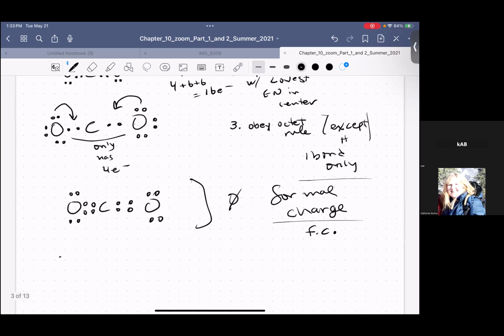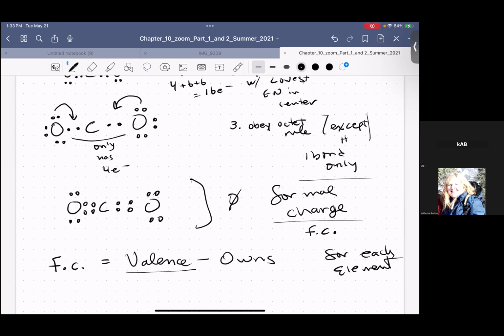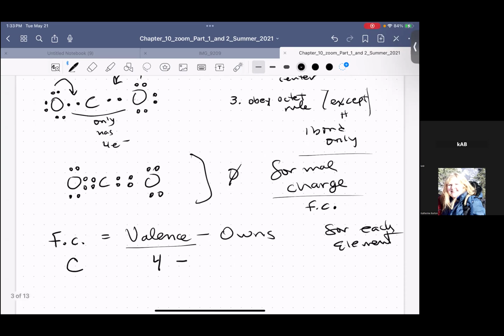Our formal charge, by definition, is equal to valence minus owns. You're simply going to do this for each element. The valence is the number of electrons it brings in. So if we start with carbon, it brings in 4 electrons, minus what it owns. So we need to define what it owns. It owns half the electrons in bonds and all its lone pairs.